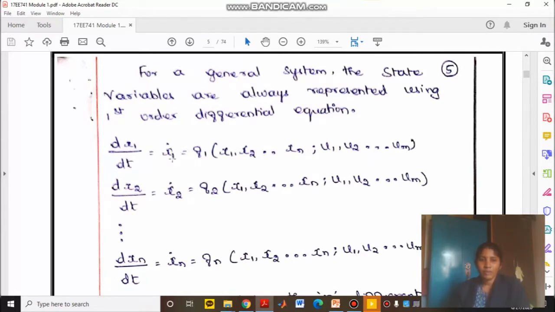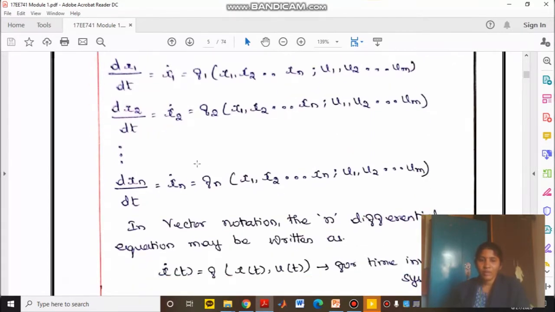So the state variable representation is a function of your state variables and input variables. For writing your x1 dot, you can write it as f1 of x1, x2, x3 till xn, and also it is a function of your input variables. You can write it as u1, u2, u3 till um. Likewise you can write x2 dot is equal to f2 of x1, x2 till xn, similarly u1, u2, um. Likewise you can write the nth state variable representation, xn dot is equal to fn of x1, x2, x3 till xn, u1, u2, u3 till um, in vector notation.